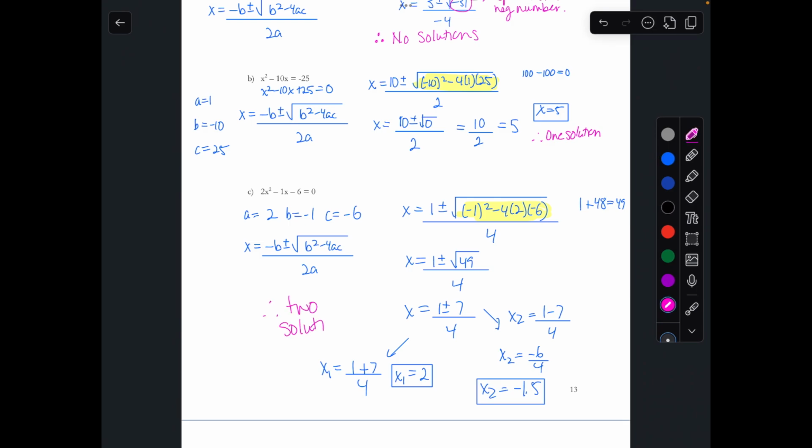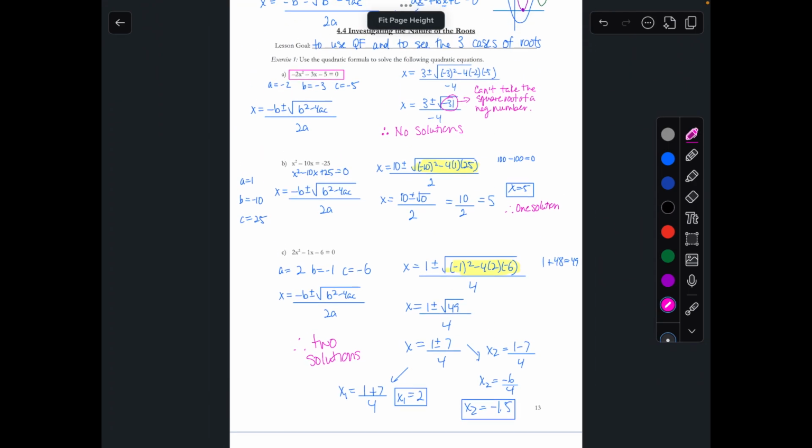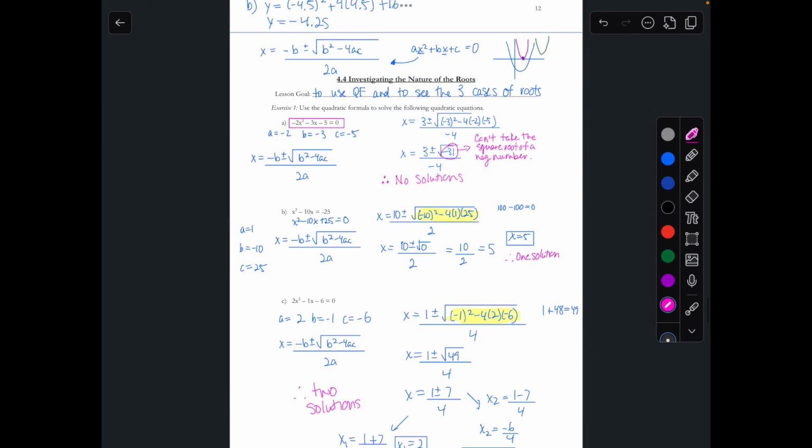So we've just had one of each example. We have part A is the blue graph, B is the purple graph, and C, actually that's backwards.